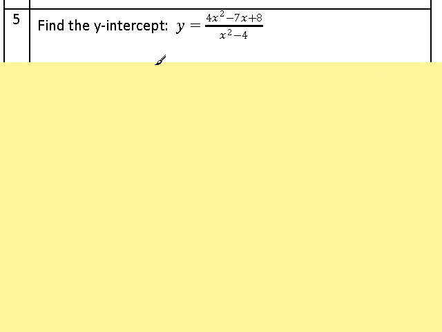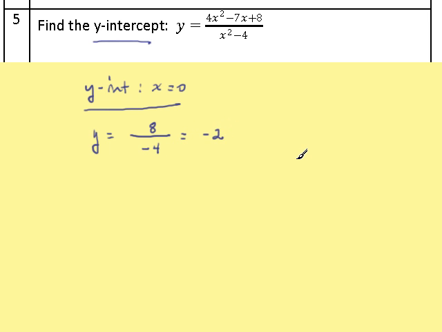In number 5, we're finding the y-intercept. So to find the y-intercept, set x equal to 0 in this expression. So we have y is equal to, this is 0, this is 0. So we're just left with 8 in the numerator. In the denominator, x squared is 0, so we're left with minus 4. So that's the y-intercept. y is equal to minus 2. That is, the point (0, minus 2) is on the graph.